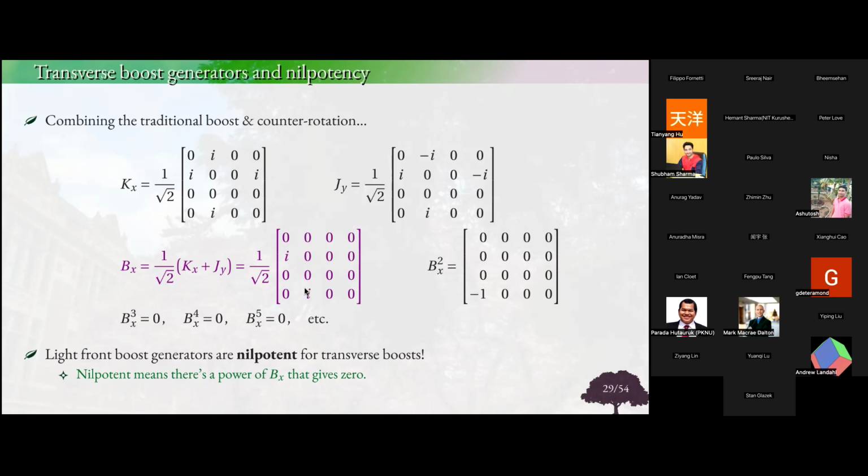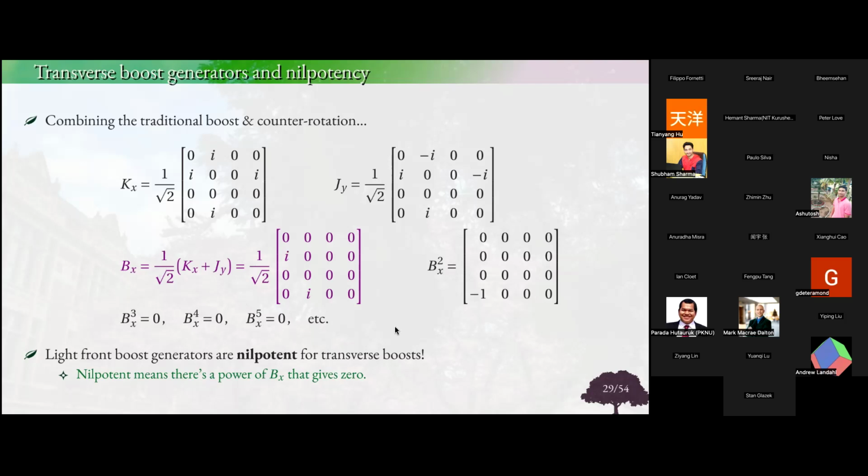But you end up again with 2 non-zero components that are just imaginary. So this BX, this generator of finite light front transverse boosts, is actually very simple in terms of light front coordinates. But something else really amazing happens with this. The components that are non-zero are kind of not reflected around the diagonal from each other.